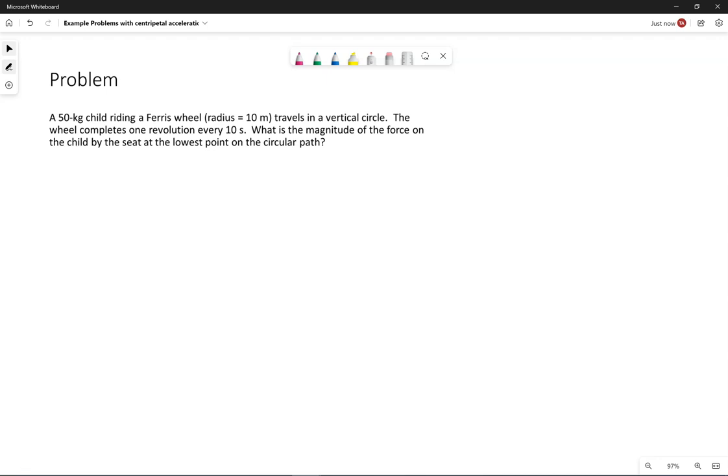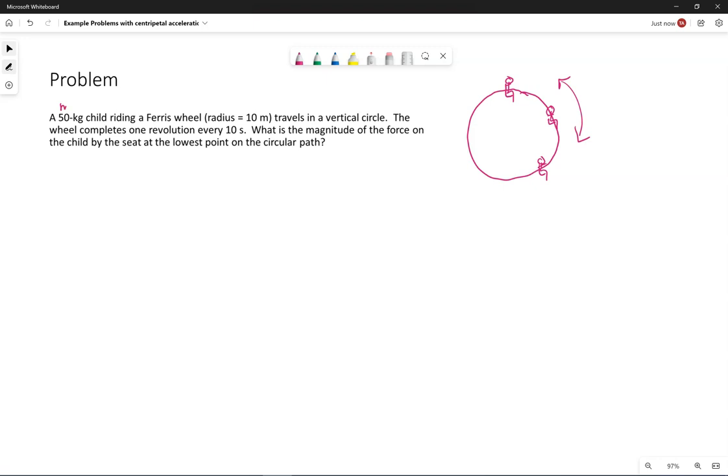All right, we have another example. We have a child riding a Ferris wheel. So the big wheels that have place to sit or stand and rotate. I don't remember which way they rotate, but rotate vertically. So you're going up and down and up and down.